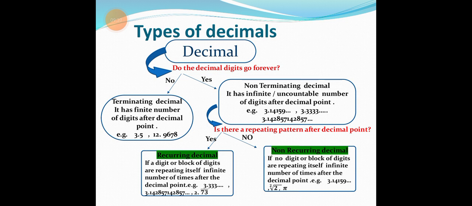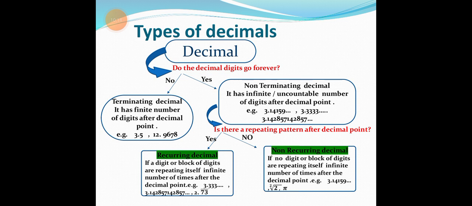Now, coming inside the non-terminating decimals, the question arises: is there a repeating pattern after the decimal point? There are again two cases, yes or no: recurring decimals and non-recurring decimals. In recurring decimals, a digit or a block of digits repeats itself after the decimal point. Recurring decimals are numbers with a decimal representation that goes on forever without stopping, where a specific sequence of digits repeats.